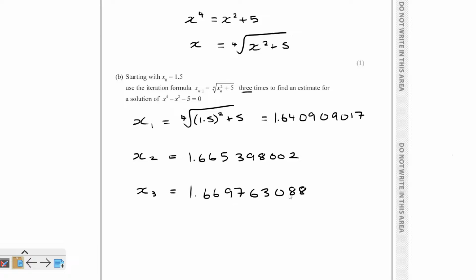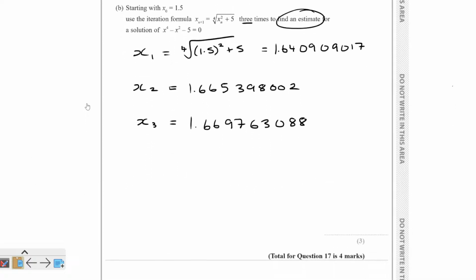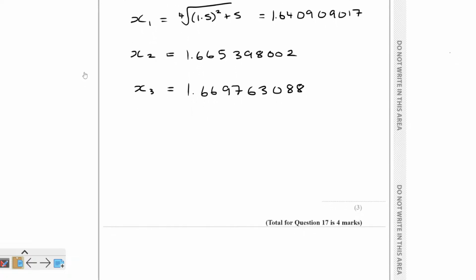1.669763088. Now, they've said use this formula 3 times to find an estimate. So one answer. So in this case, you just choose the final one, the x3. Okay, so that would be my answer. And I would just, again, write all the digits down. That's what I would recommend doing.